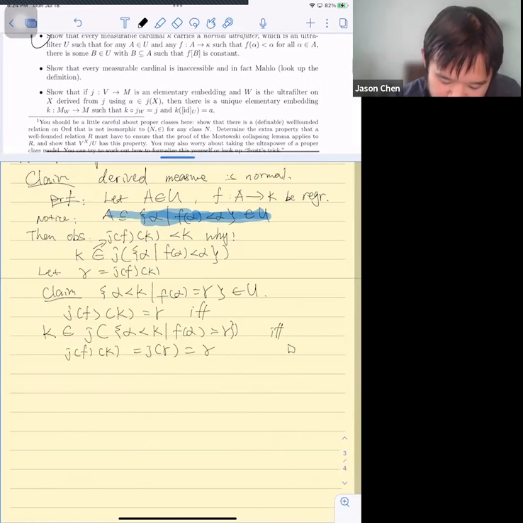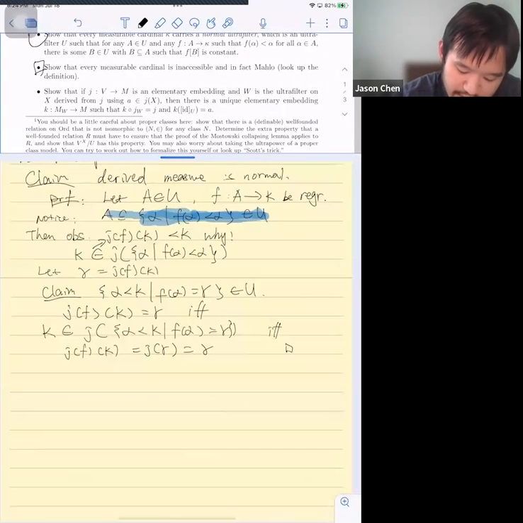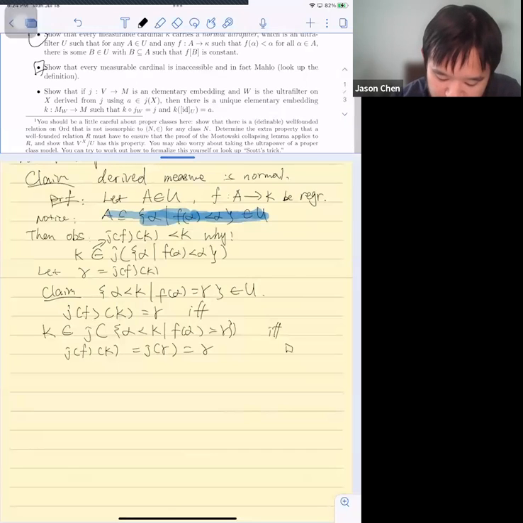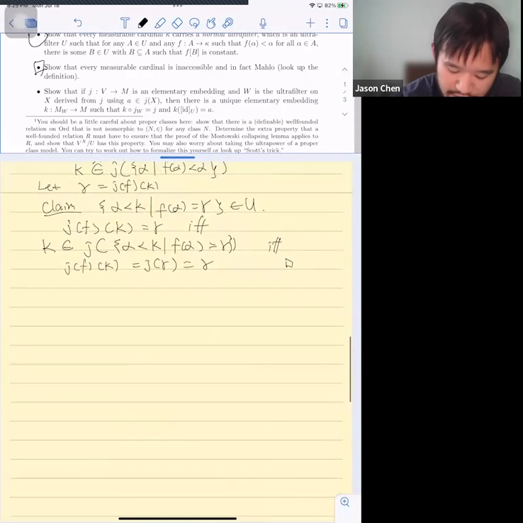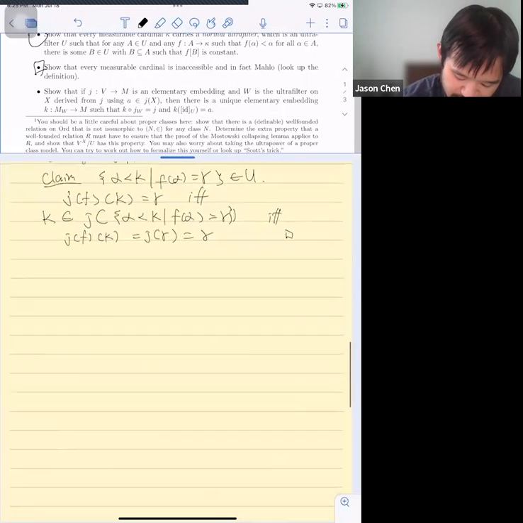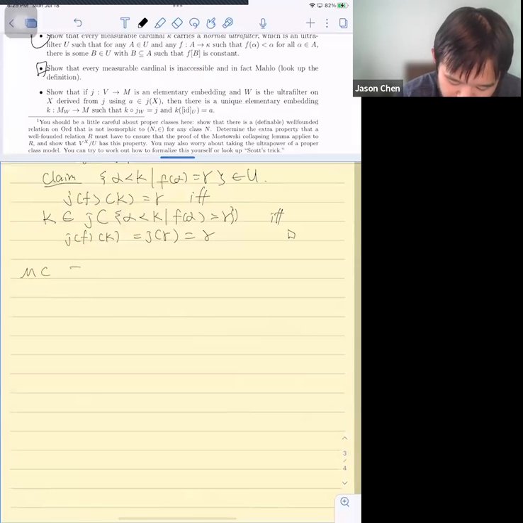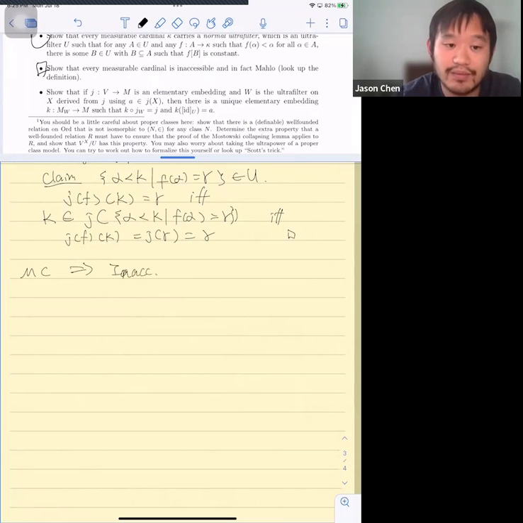Okay, so let me see. Next one here. Every measurable cardinal is Mahlo. So let me think. Okay, let me show you inaccessible first. Measurable cardinals are inaccessible. This follows from what I talked about yesterday, right? It's about using reflection, you know. Okay, let me write it down.